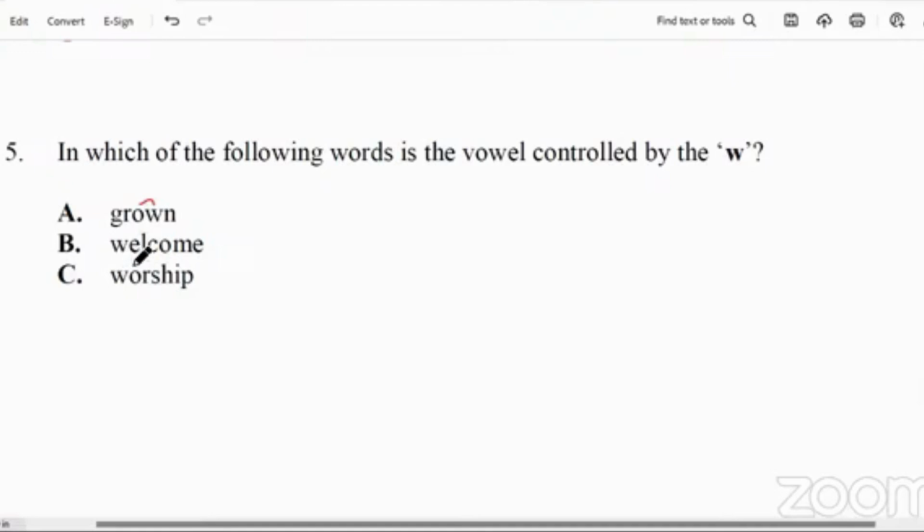Welcome. All right, the E is not being controlled. The sound is the regular sound that it would make. It's not being controlled by the W. And in option C, the vowel is actually being controlled by the R, not the W. So the O doesn't make its usual sound, but it's because it's being controlled by the R and not the W. So in option A, the vowel O is being controlled by the W. So the answer is A.